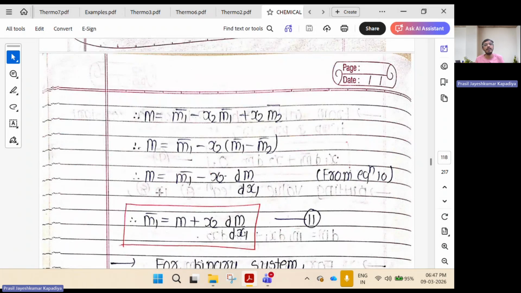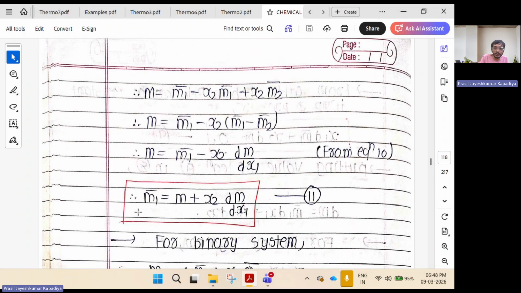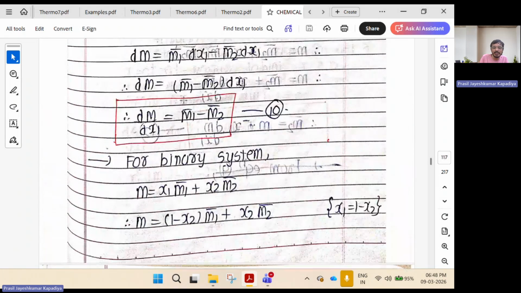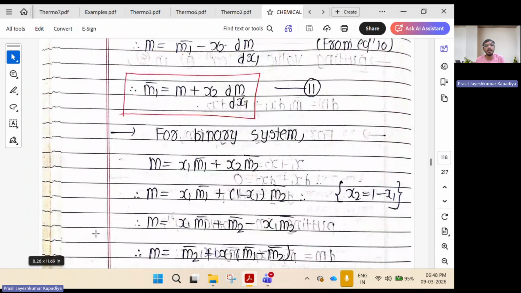So what can I find? My partial molar property of component 1, m1 bar, will be equal to m plus x2 dm dx1. Okay. Similarly, I want to find m2 bar. So it will be nothing but just this. M2 bar will be m1 bar minus dm dx1. So like that, but let's try to derive it.